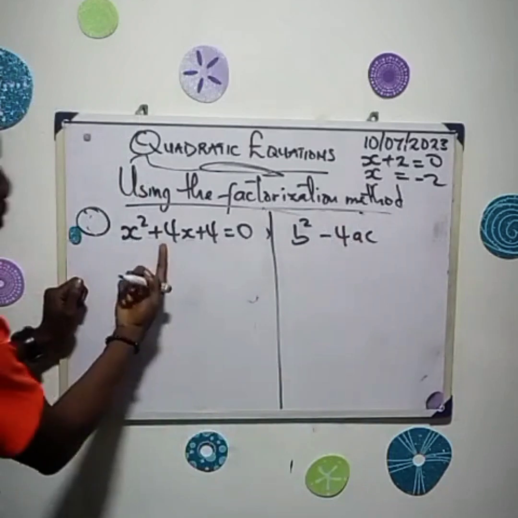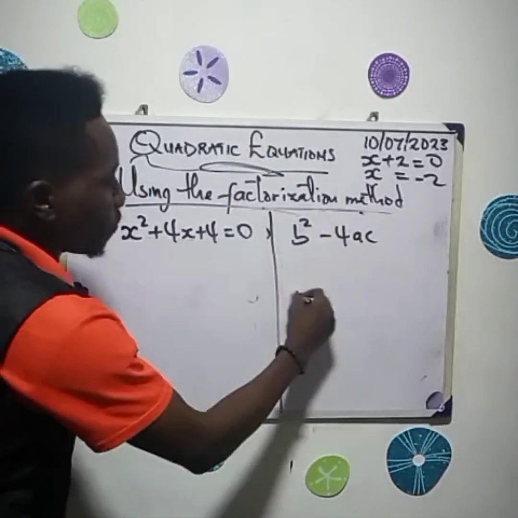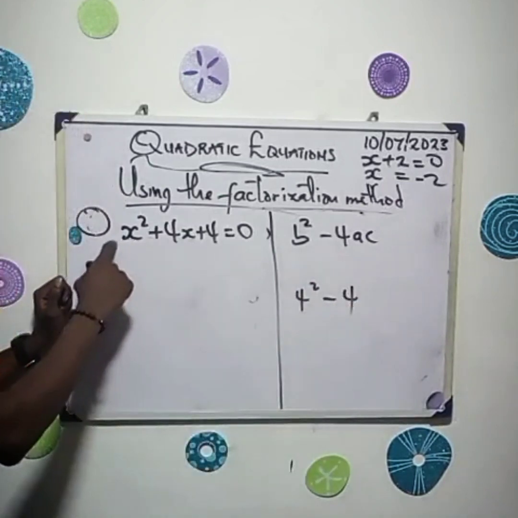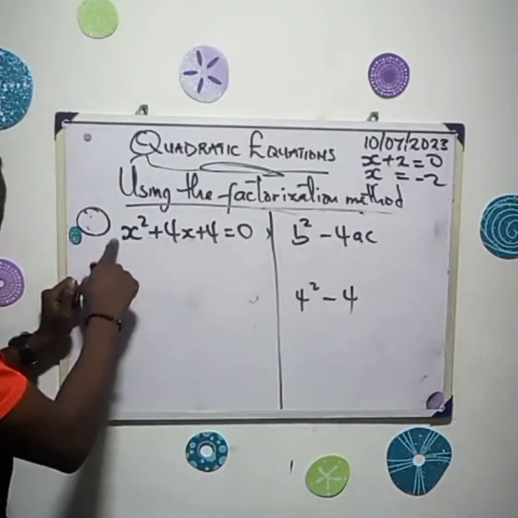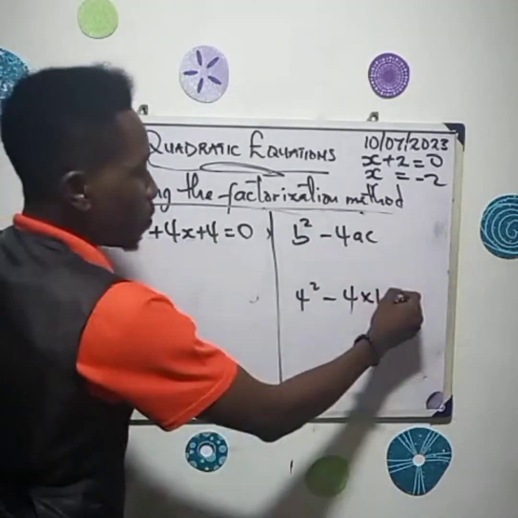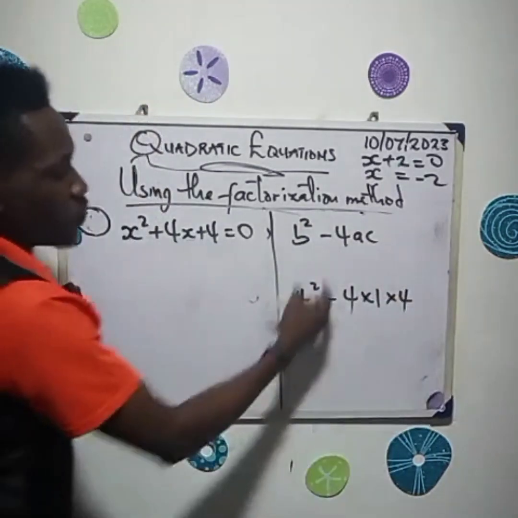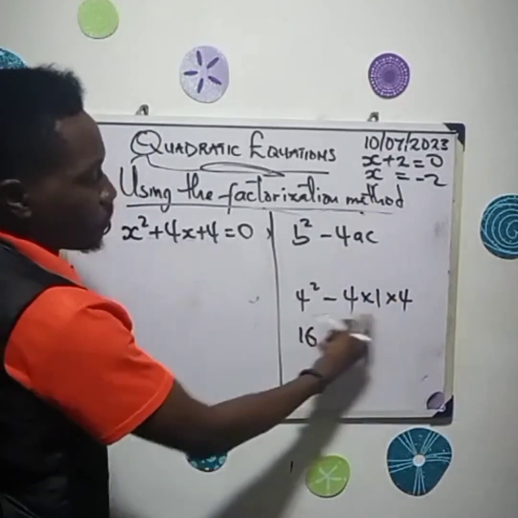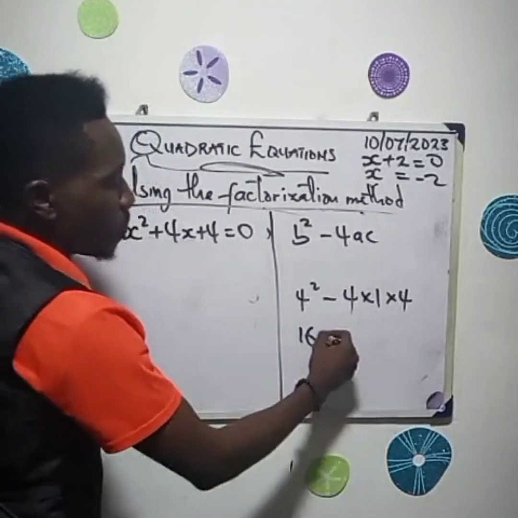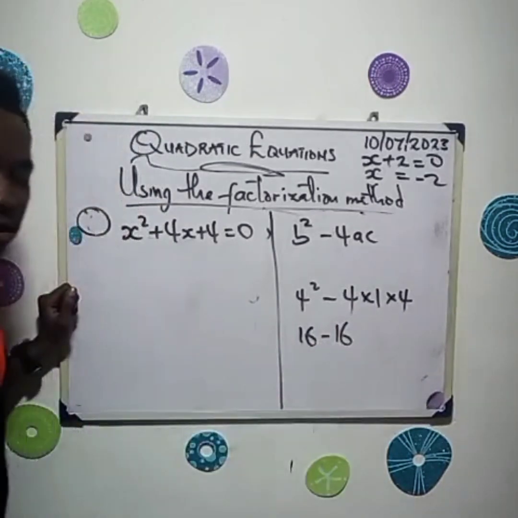So what's our b here? Our b here is 4. So 4 squared minus 4 times a. What's our a here? Our a is 1. So times 1 times c, which is 4. So b squared is 16, minus 4 times 1 times 4, minus 16. 16 minus 16 is 0.